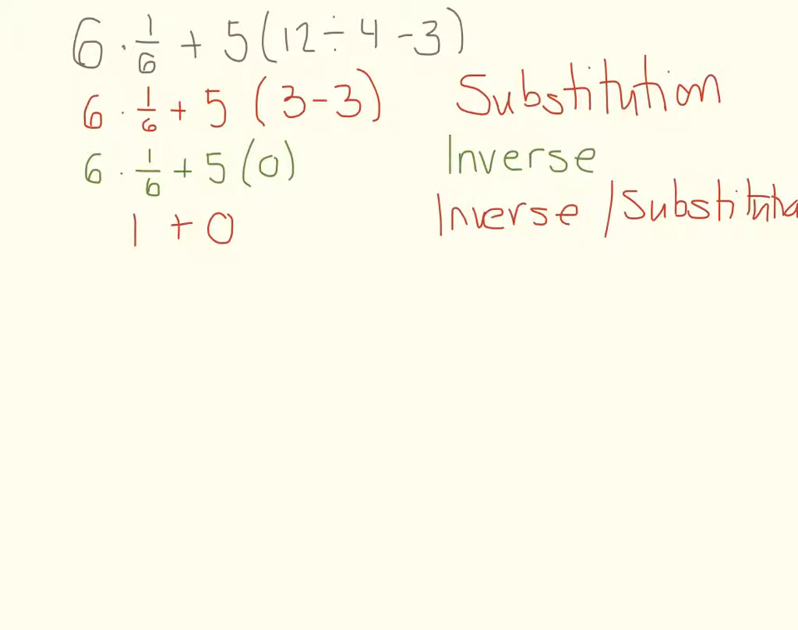And then the last thing that we want to do is add these together. And if we add these together, 1 plus 0 is 1. And remember, we didn't change the number, so that is an identity. We're not going to do too many of those, but you will see something similar to that on your chapter test for this chapter.